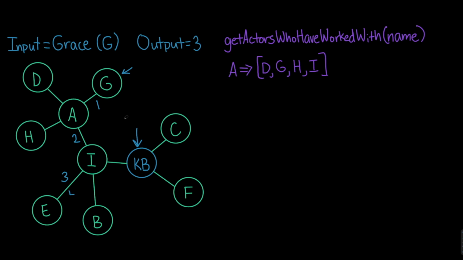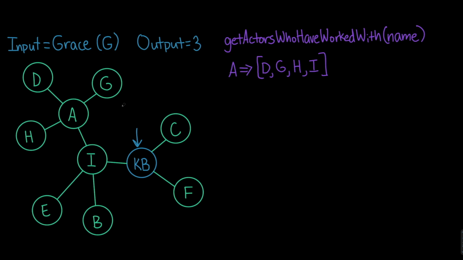But that's not what the question is asking. The bacon number is the minimum number of degrees of separation. So to get that, we would go from G to A, which is 1, A to I, which is 2, and then I to KB, which is 3. So the output for the G node for Grace is going to be 3, because the minimum number of degrees of separation between the G node and the KB node is 3.